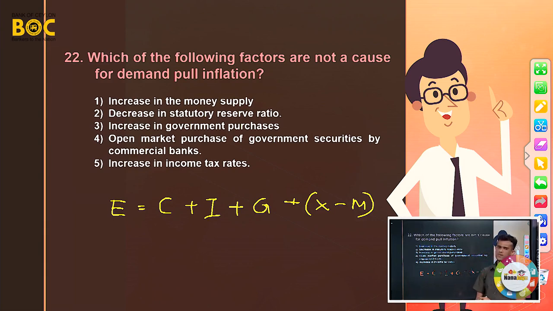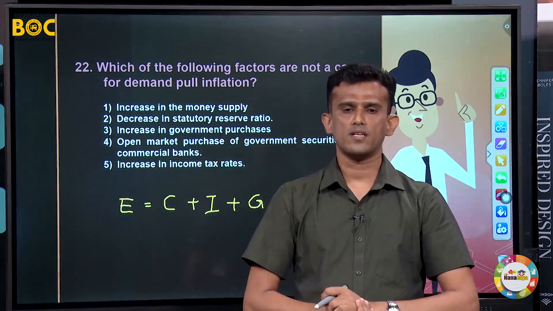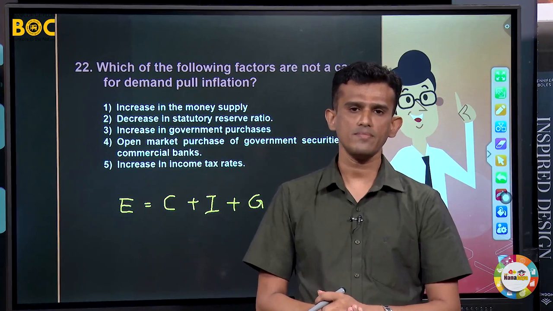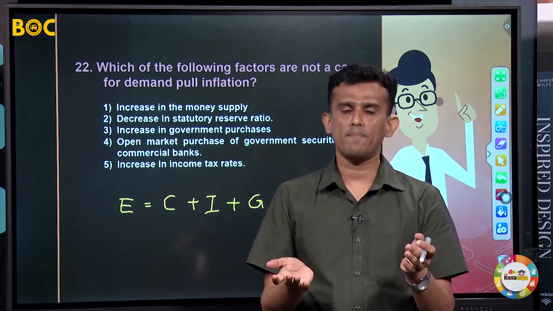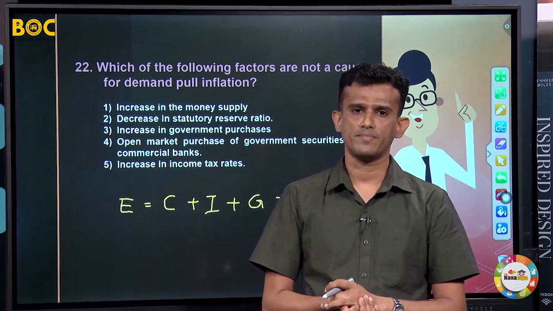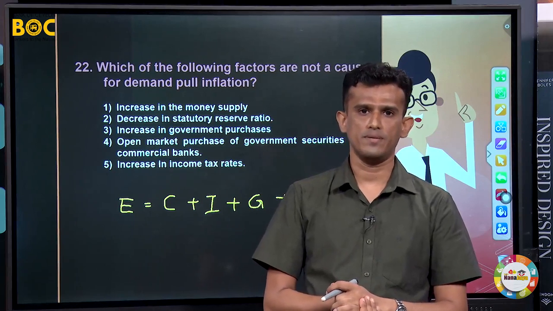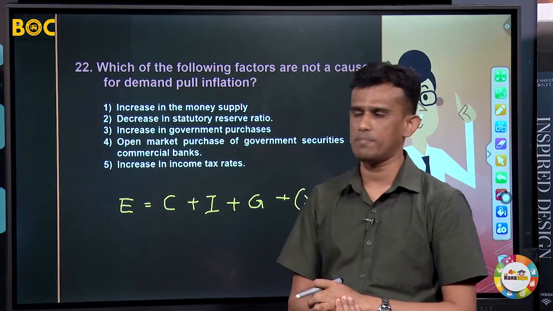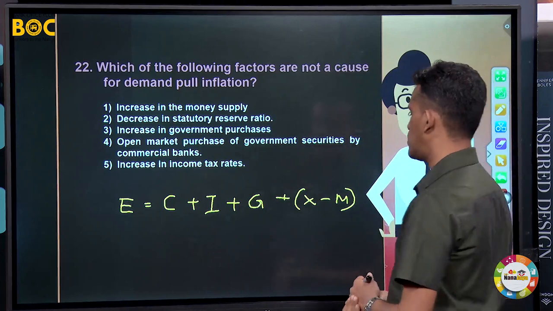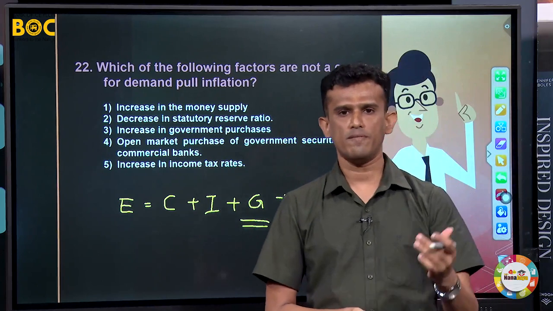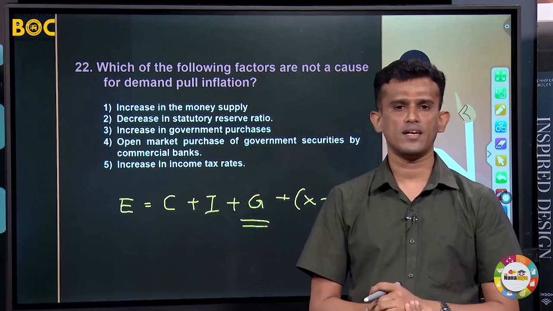Decrease in statutory reserve ratio. When the statutory reserve ratio is decreased, the commercial banks will have to keep less cash reserves with them. So their excess reserves will go up. Their lending ability increases and therefore money supply goes up. So, money supply increases means that is supporting for aggregate demand to go up. Increase in government purchases. Government purchases is a direct component of aggregate demand. So, if government purchases increases, that leads for the aggregate demand to go up.